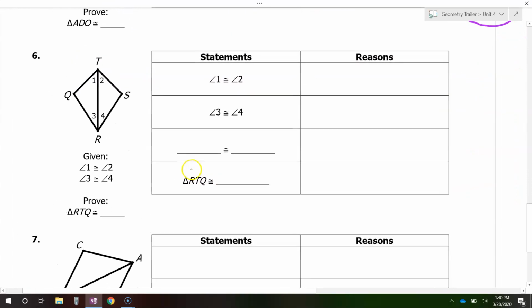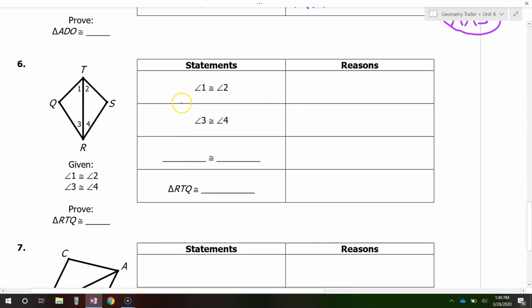Okay, number 6. All right. Looks like we are starting off with the given. So angle 1 is congruent to angle 2. So that means that this angle is congruent to this angle. Given. Angle 3 is congruent to angle 4. So that means that this angle is congruent with this angle. That is also given.